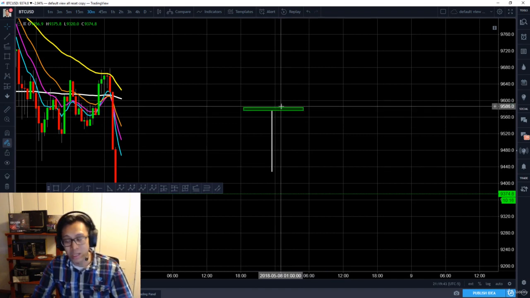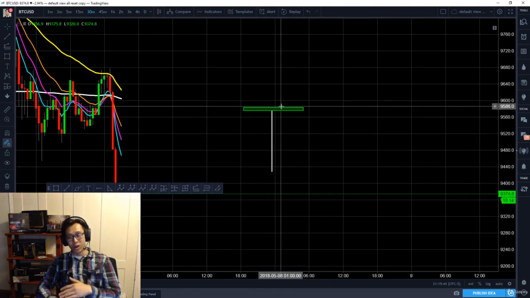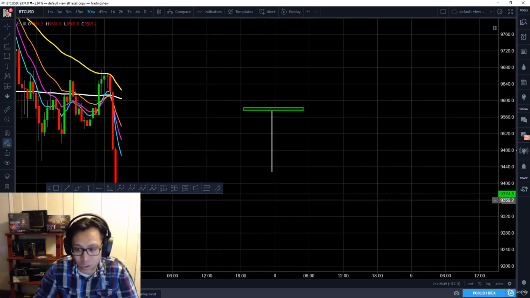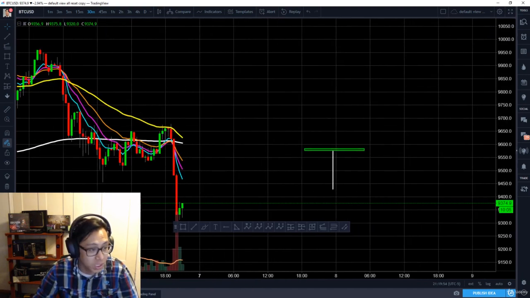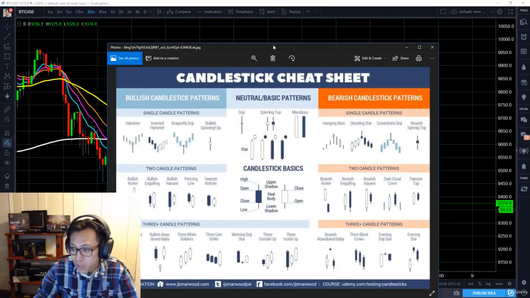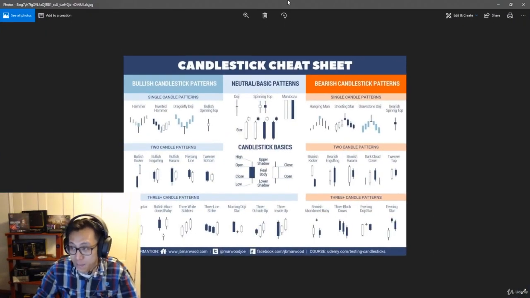So if you ever see these at the bottom of a downtrend, these are very bullish candles, and it would actually imply that there's a good chance that something is going to happen in terms of the bulls defending successfully, and we should get higher highs. Now, the next one we're going to talk about is the bullish spinning top.